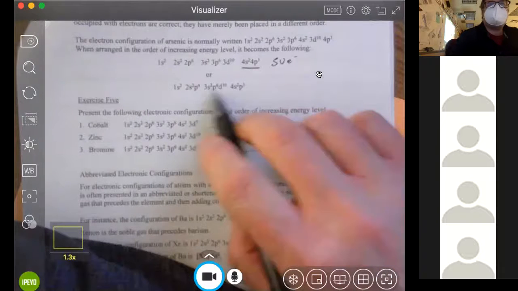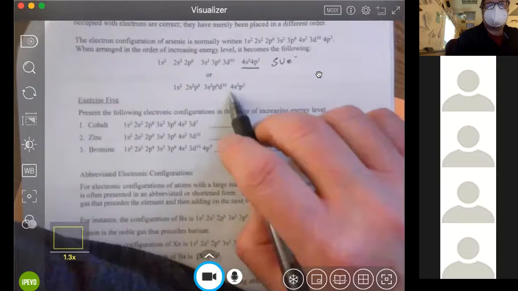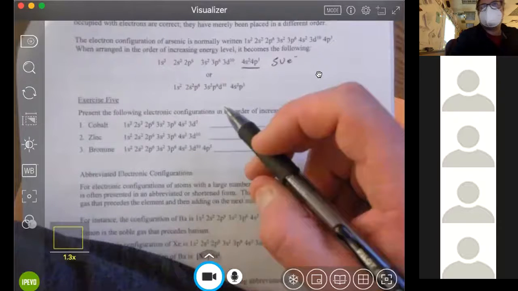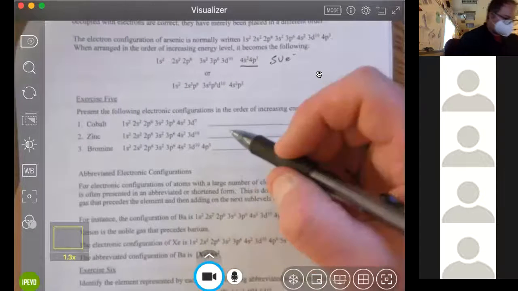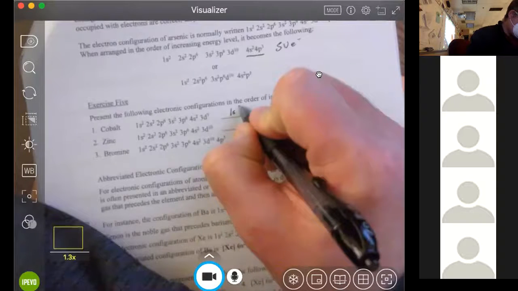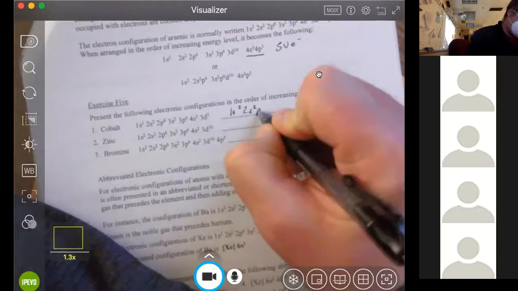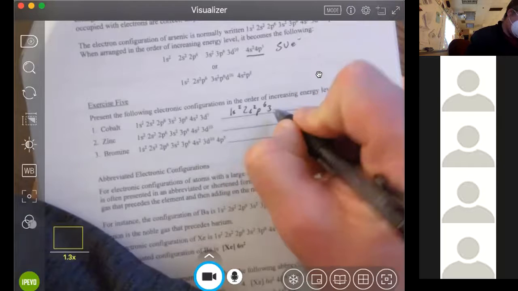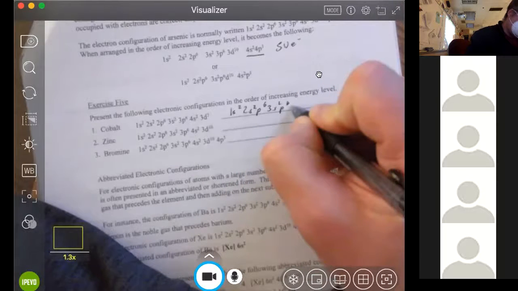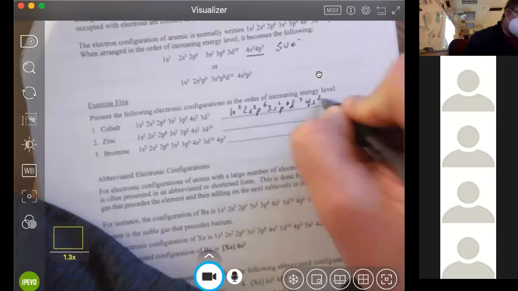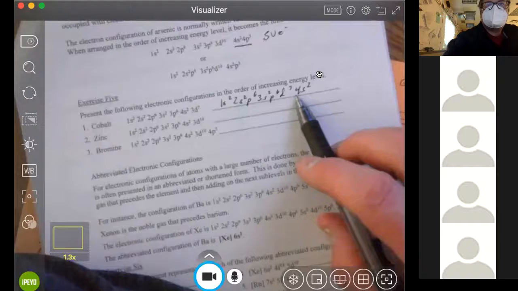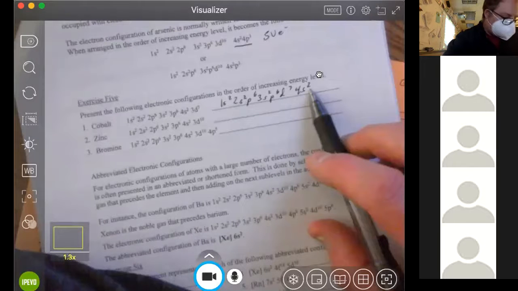Sometimes they keep them all together and they only put the number in front of the whole section. I actually don't like this way, but if you go online, you may see this. So if we were to do this, we would have 1s2, 2s2, 2p6, 3s2, 3p6, 3d7, 4s2. That way somebody can see what the highest energy level is and how many electrons it has.